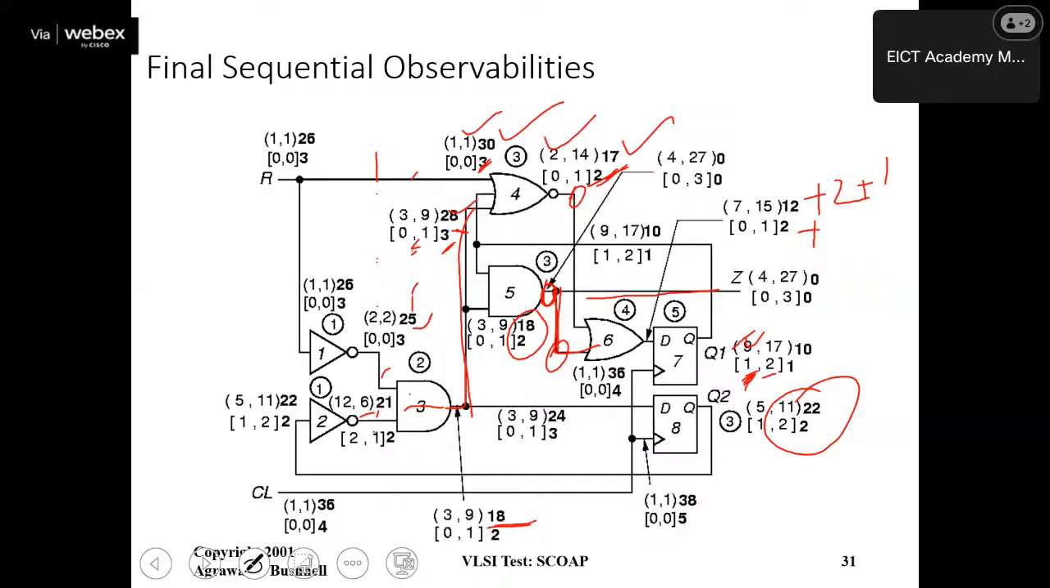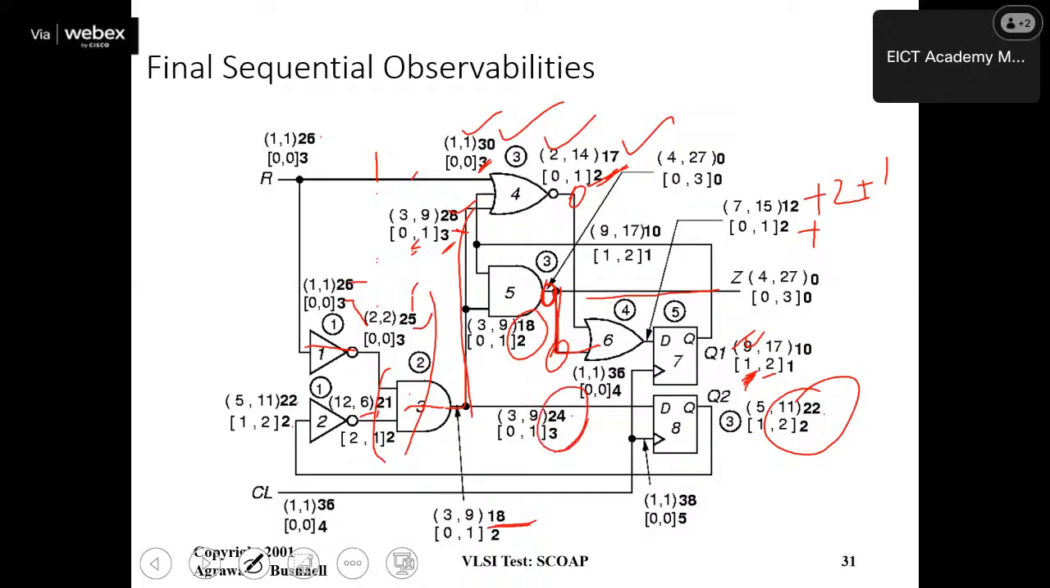So you are getting these observabilities at the inputs of this gate. Reversing this for the inverter, just add 1 in this. So 26, and this sequential will remain same. And likewise at the input you can have 26 and 3. Here at the input of this you can have 22 and 2. So whatever you have over here, just reach over here 22 and 2. From here you can backtrack and you will be getting over here.